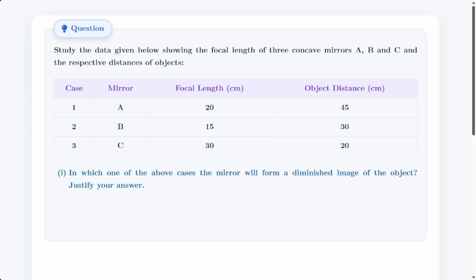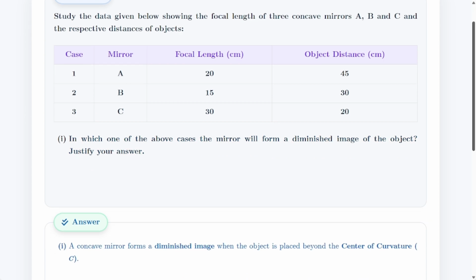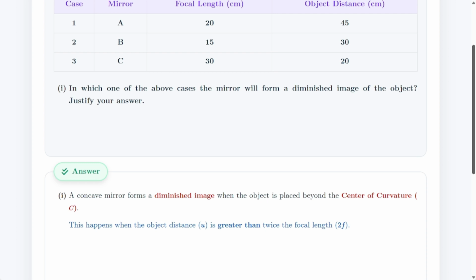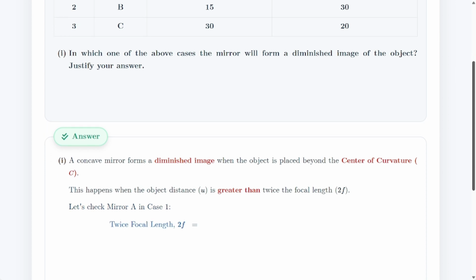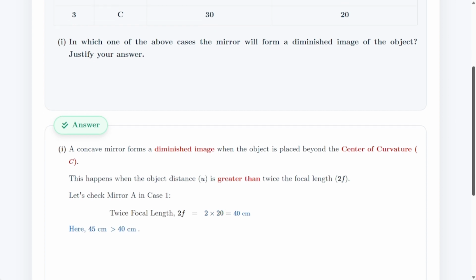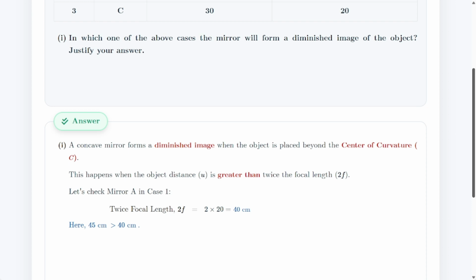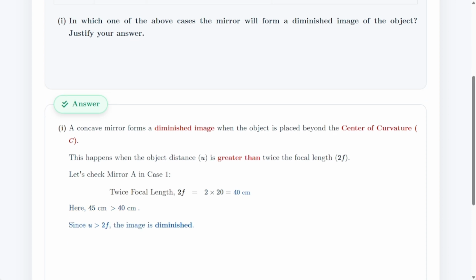Question 1. In which case is a diminished image formed? A concave mirror forms a diminished image when the object is placed beyond the center of curvature, C. This means the object distance U must be greater than twice the focal length, 2f. Let's check mirror A in case 1. Twice focal length, 2f is 2 times 20, which is 40 centimeters. Here, object distance 45 is greater than 40. Since U is greater than 2f, the image is diminished.